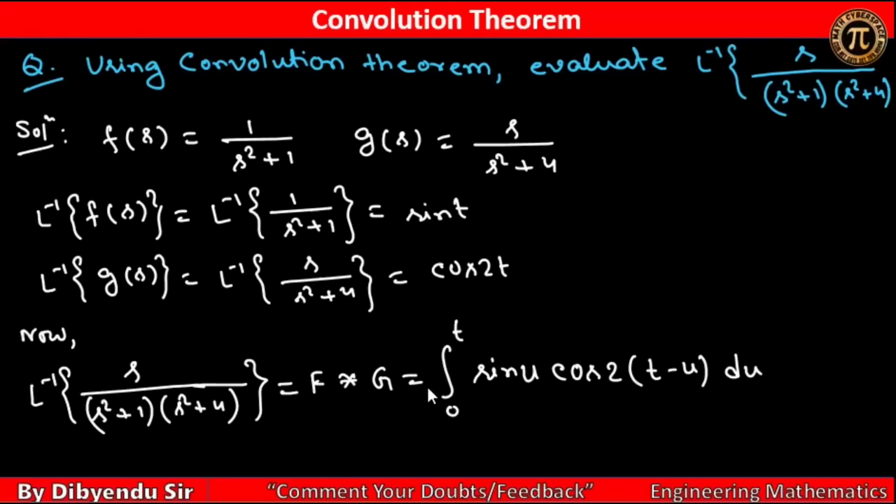I will suggest you to solve this problem taking F(s) equals s by s square plus 4 and G(s) equals 1 by s square plus 1. That will be easier. Okay, I am just trying to show you that both processes are correct. So the integration from 0 to t of sin u cos 2(t minus u). Now we have to integrate this. Let's solve it by multiplying half into 2.